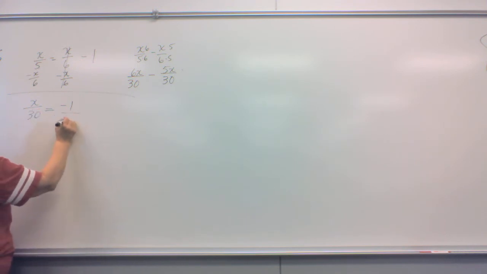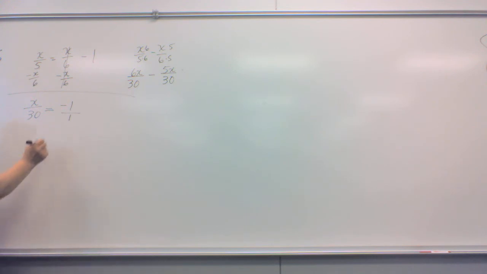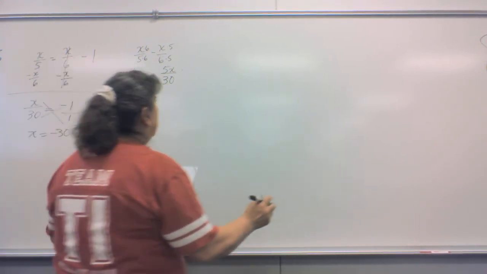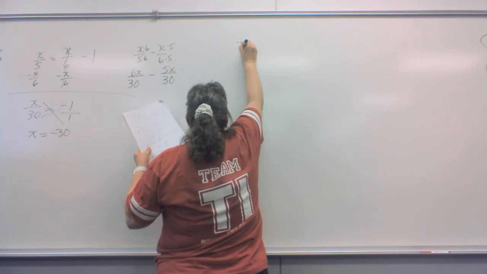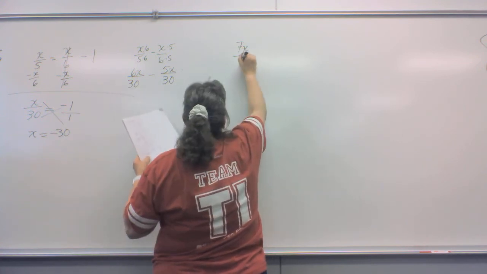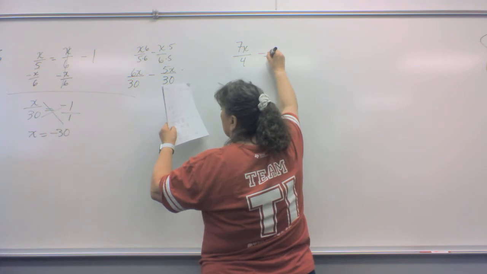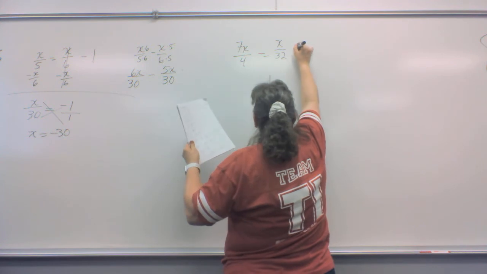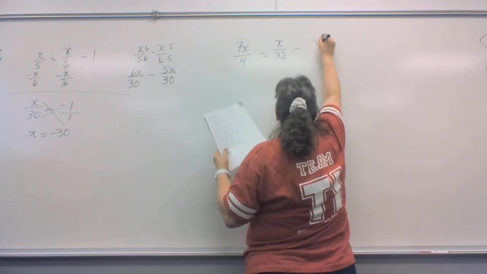And it's going to equal negative 1 over 1, because I have to turn my integer term into a fraction. Now, cross products, I have x is equal to negative 1 times 30 is negative 30, and it's finished. You see how nice that is when you put those similar type terms together. Now let's look at this one. 7x over 4 is equal to x over 32 minus x over 8.